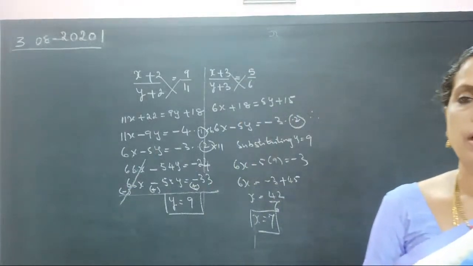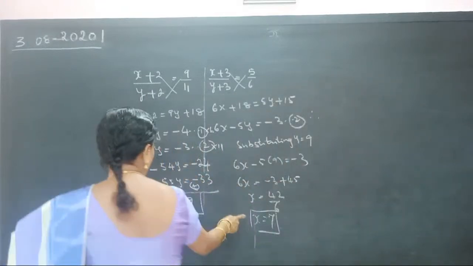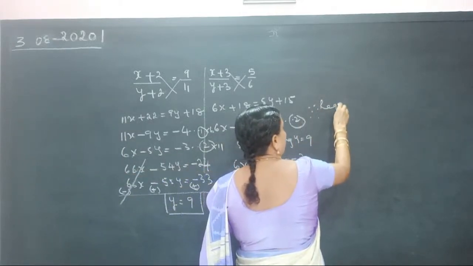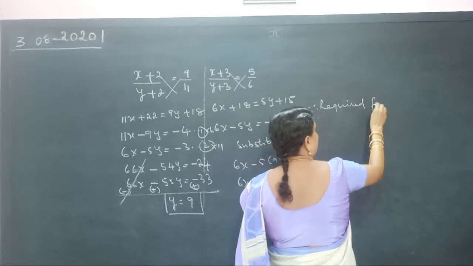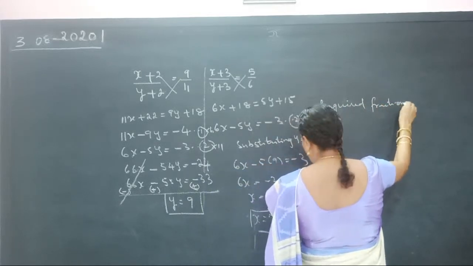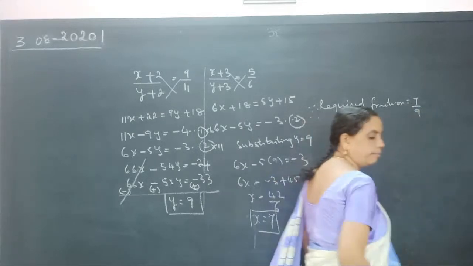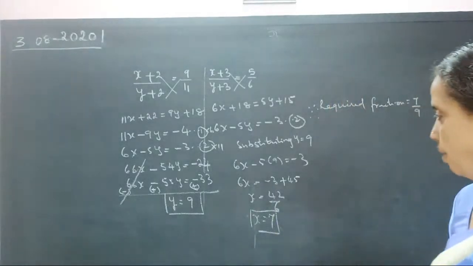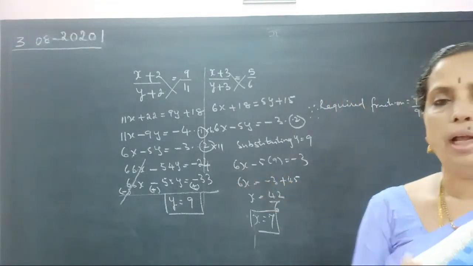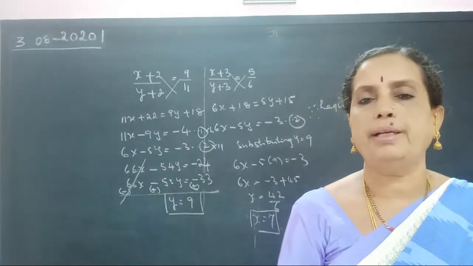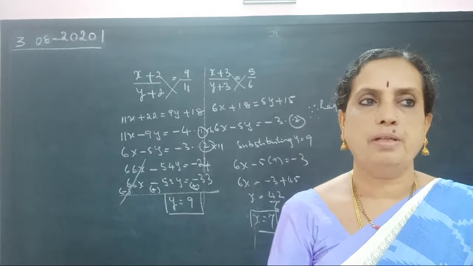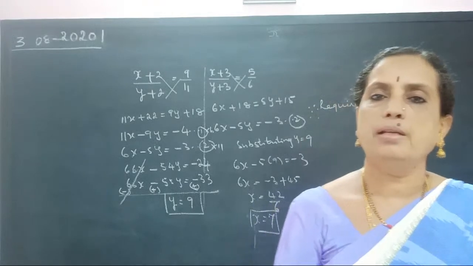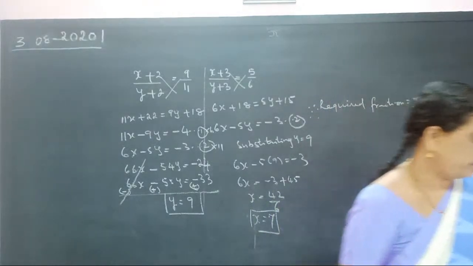3 marks question. Considering x as numerator, y as denominator, conclude your answer. Therefore, required fraction equals 7 by 9. Even the final answer conclusion carries marks. So, don't leave your answers where you have doubt. At last, conclude your answer by writing the condition. Yes, x equals 7, y equals 9. x by y, 7 by 9 is the required fraction.